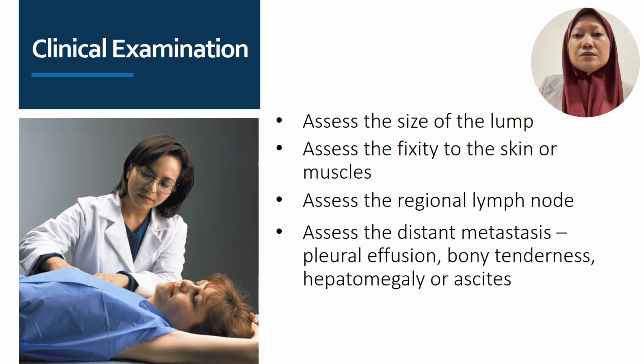The examination also includes checking for enlarged lymph nodes, which may suggest that the cancer has spread to the lymph nodes. And last but not least, the physician will look for signs of metastasis to the vital organs, for example, lungs, liver, and also the bones. This comprehensive triple assessment is crucial for establishing an accurate diagnosis as well as staging, and ultimately guiding appropriate treatment strategies for the patient.